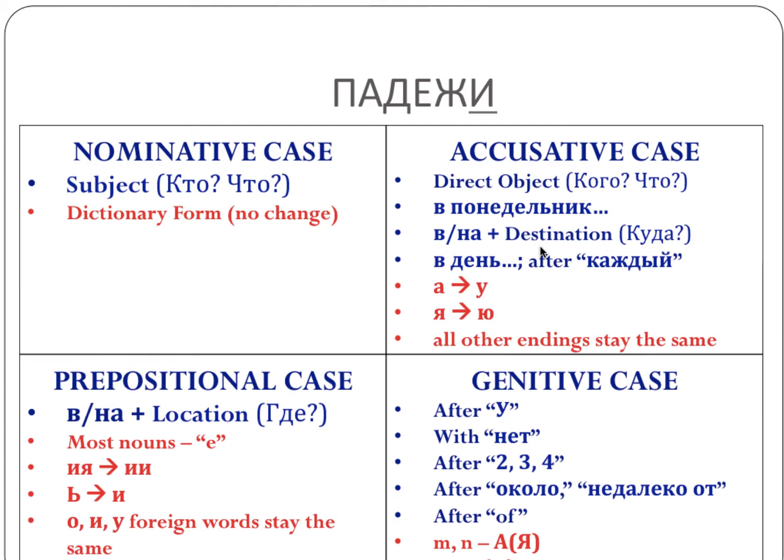Then we talked about destination. So here we had в, на plus location. And here we have the same в, на, but plus destination, not where, not где, but куда, where to you want to go, you want to move, and so on. And now in this unit we're going to add a new use, time expressions. When you say how many times a day, how many times a week, a year, an hour, a minute you do something. And also when you talk about how often you do something, and you want to say every week, every day, every year I go there or I do something. And the changes are like this. A changes to U, YA to YU, everything else stays the same. I'll see you in the next video.